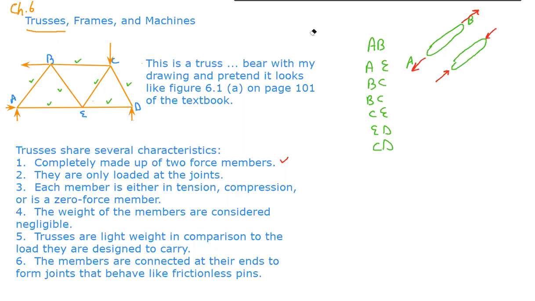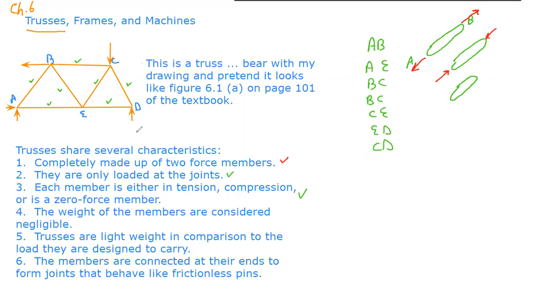Each member is either in tension, in other words, it's being pulled apart, or it's in compression, or it may just be there. It might be a zero force member. In other words, there's no force being applied. And we will certainly see that later in the chapter, and hopefully we'll be able to use that to our advantage. So they're only loaded at the joints. The member is in tension, compression, or zero member.